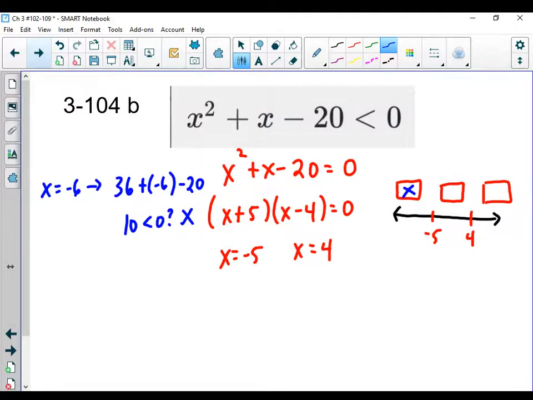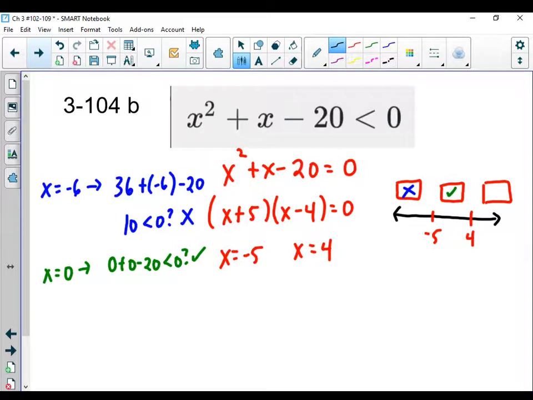Then I go to a value that's in between -5 and 4. So probably the easiest one to use there would be 0. Well, if I plug in 0, I'm going to have 0 plus 0 minus 20. And the question is, is that less than 0? -20 is less than 0, so we say, yeah, that does work. So the values in between, they do work.